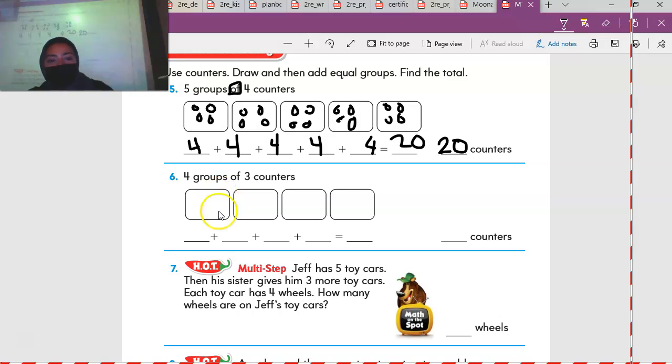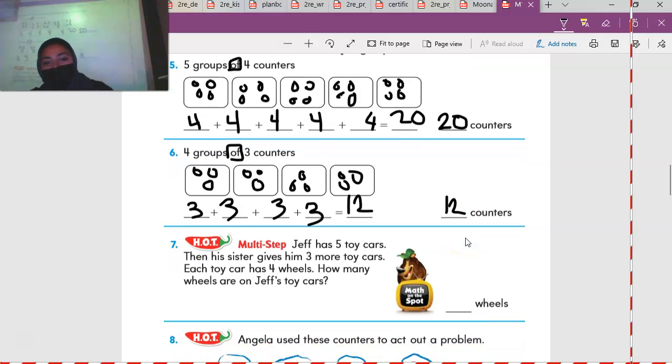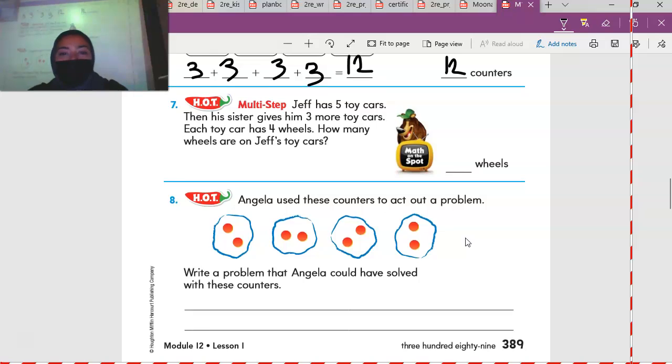Here I have 4 groups, 1, 2, 3, 4. Each one has how many counters? 3. So what am I going to draw on each box? 3 counters. 1, 2, 3. So what am I going to write on the line, class? 3 plus 3 plus 3 plus 3. Let's skip count by 3s. 3, 6, 9, 12. So how many counters are there in all, class? 12 counters in all.